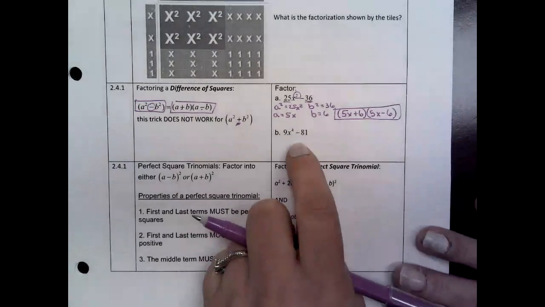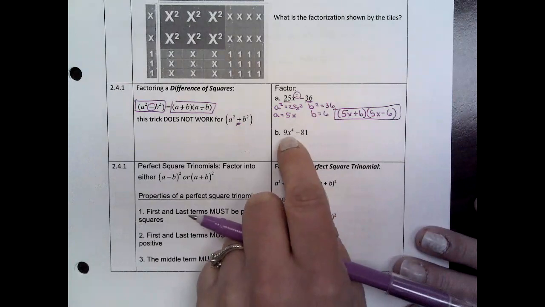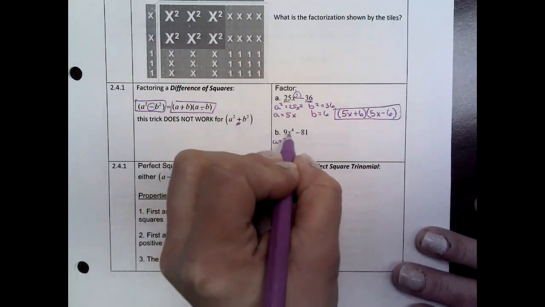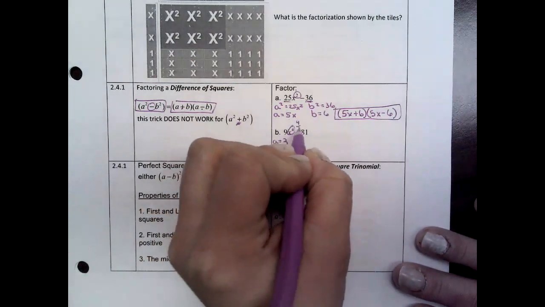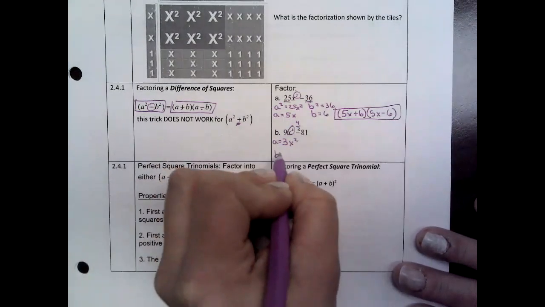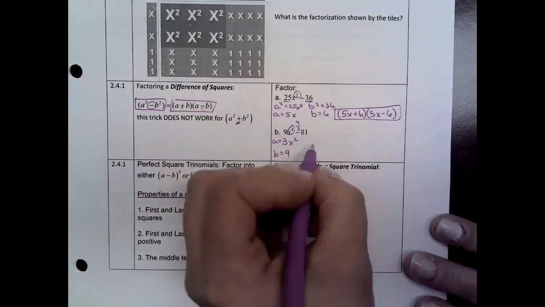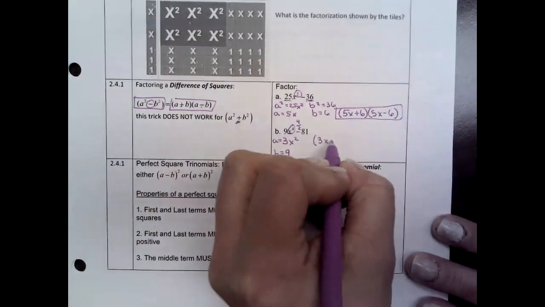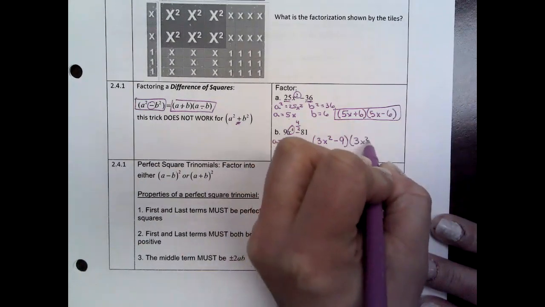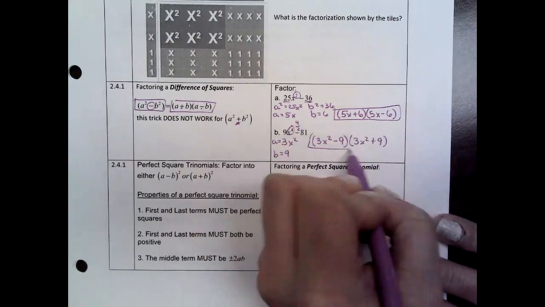And let's take a look at this next one. Okay, so this next one is 9x to the 4th. The square root of 9 is 3. The square root of x to the 4th, so I'm going to take that 4 and divide it by 2. So I get an x squared. Okay, my b is 81. My square root of 81 is 9. Okay, so now I'm going to write that as 3x squared minus 9 times 3x squared plus 9, or vice versa, 3x squared plus 9 times 3x squared minus 9.